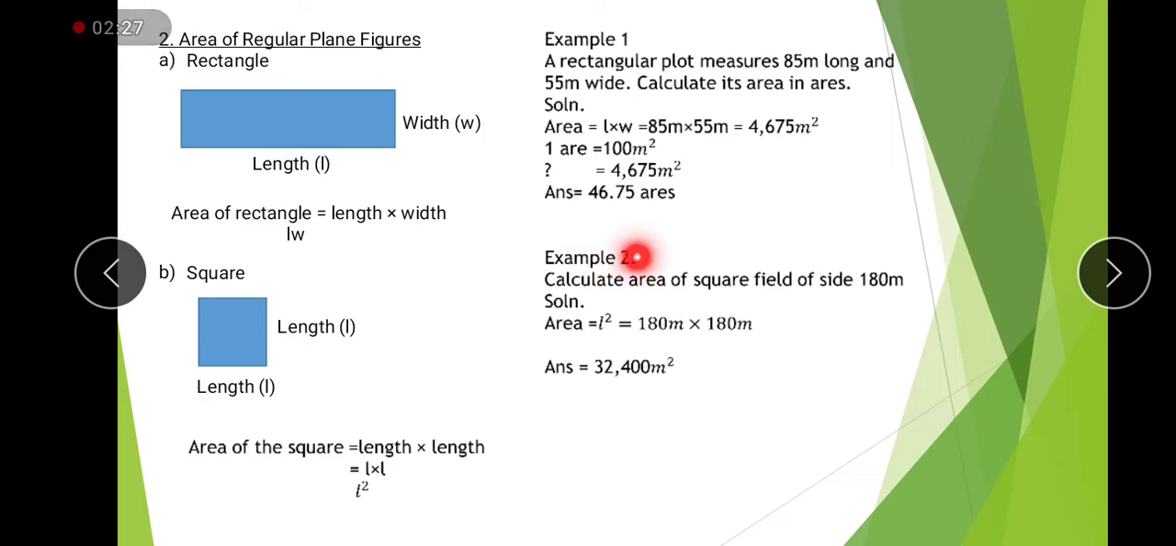Now, example: calculate area of a square field of side 180 meter. It is a square. Therefore, the area will be given by side squared. Just take 180, multiply by 180. The answer will be 32,400 square meter.